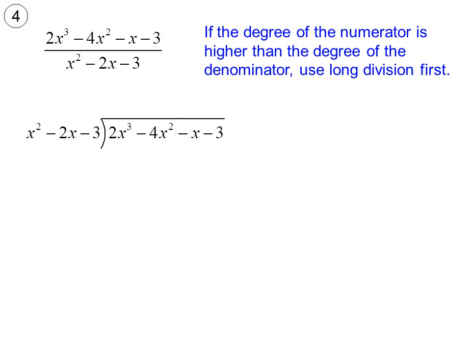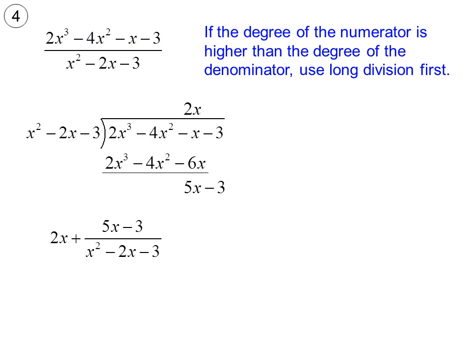So to get 2x cubed, we have to multiply x squared by 2x. And then we multiply 2x times the divisor, get 2x cubed minus 4x squared minus 6x. When we subtract, we get 5x minus 3, which is our remainder. So we can write that as a fraction. And we get 2x plus (5x minus 3) over (x squared minus 2x minus 3).